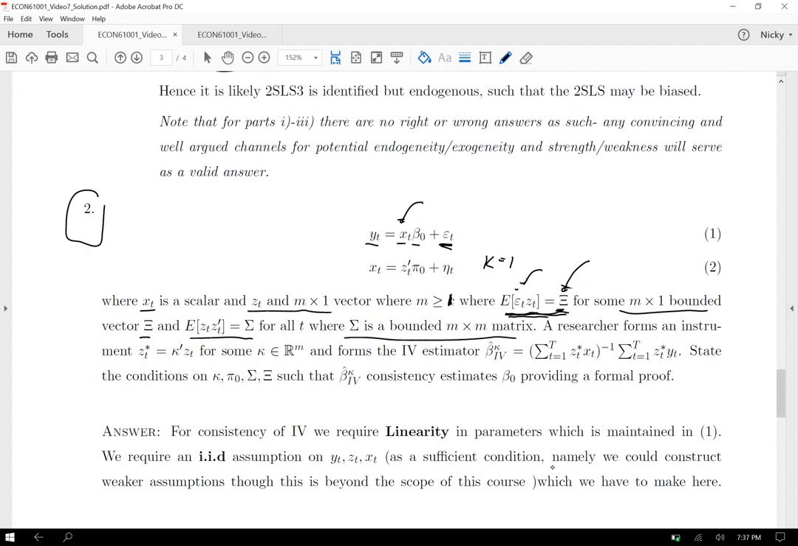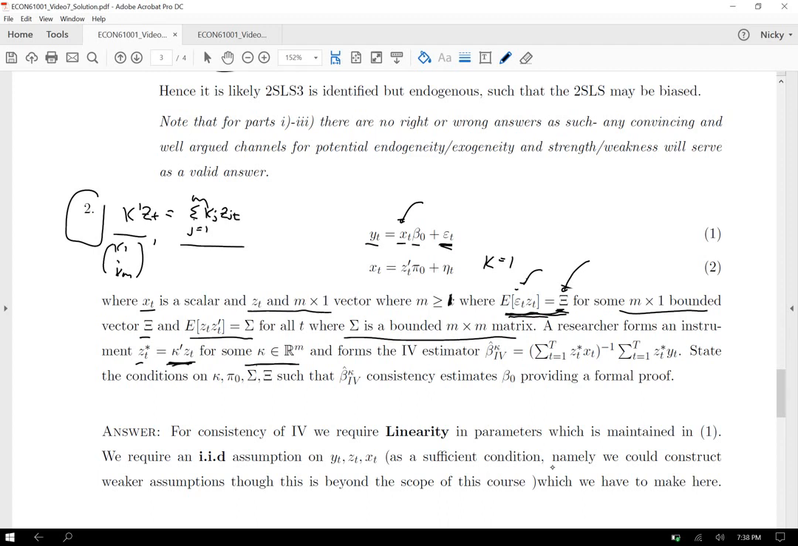A researcher then forms an instrument, call it zt star, which is some linear combination of z. So kappa is just some m by 1 vector. So kappa dash zt will just equal the sum of each element of kappa, kj, times zjt from j equals 1 to m. That's what this does, right? So kappa will just be k1 to km, and we're going to transpose this, and multiply by z1t to zmt. So we get this here. This here is just a linear combination of the instruments. So in practice, kappa would just be fixed.